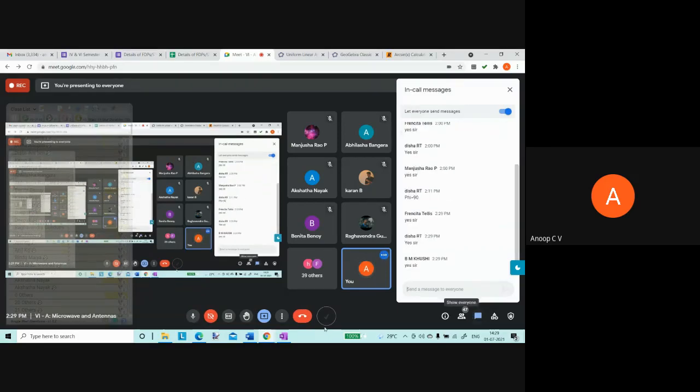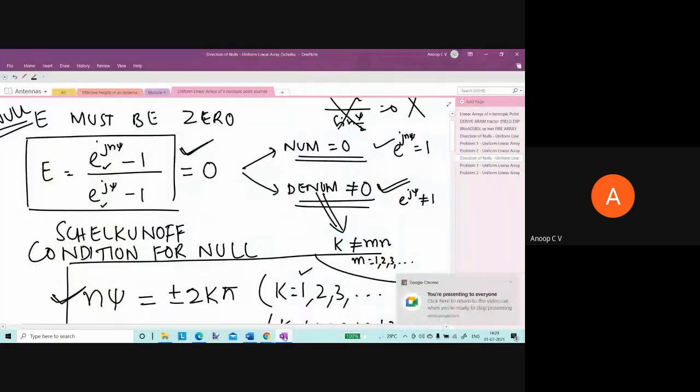Yeah. So this is a general condition, right? You don't have to remember cos inverse of this, sin inverse of that. The only thing you have to remember is n psi is equal to plus or minus 2k pi, and k starts from 1, 2, 3, not 0. And k should not be an integer multiple of n. If n is equal to 4, k cannot be 4, 8, 12, etc. Right? That is the case.